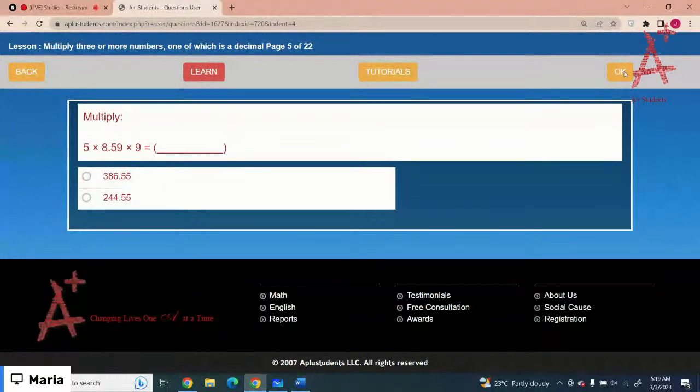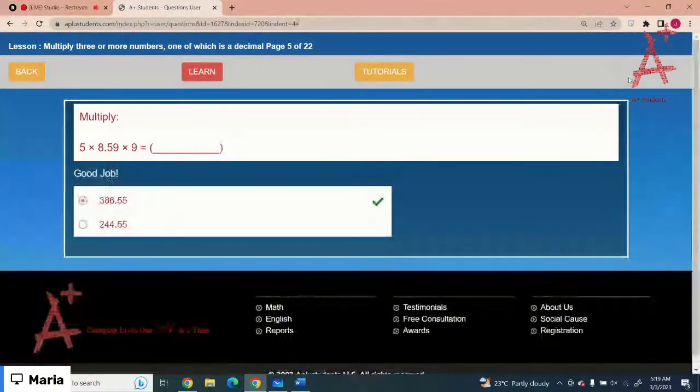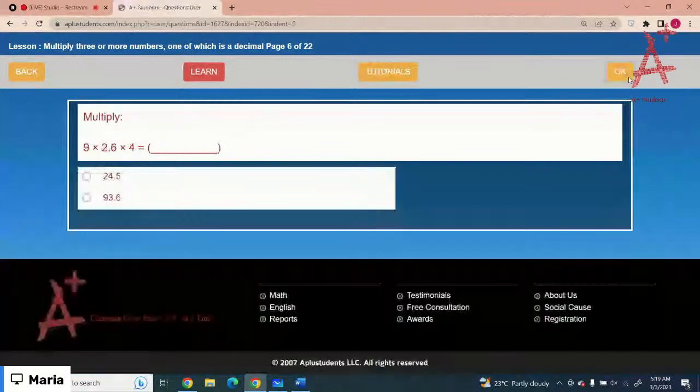I'm going to guess the answer. 9 times 5 is 45 and 45 times 8.59 is 386.55. Got it? That is the correct option. Oh, I guessed the answer. Right.